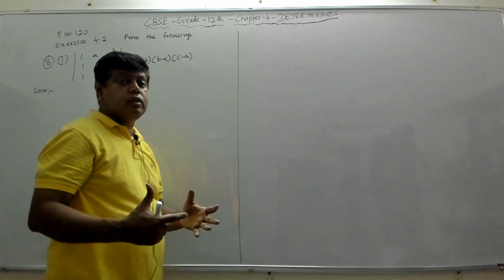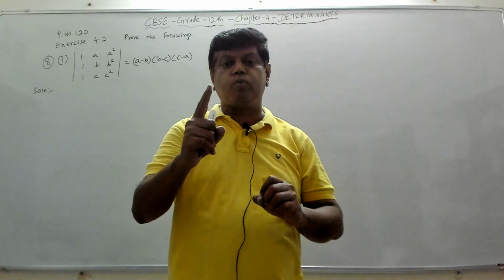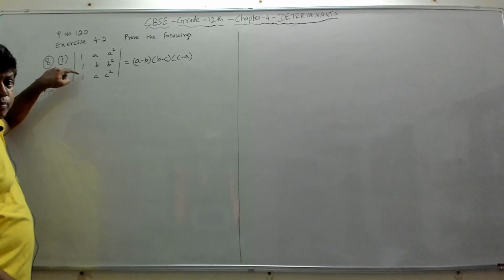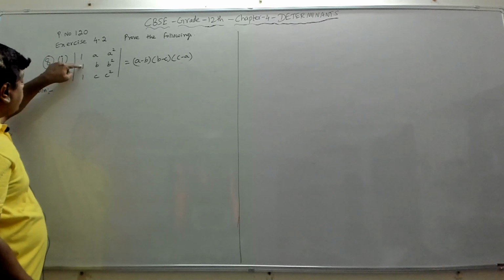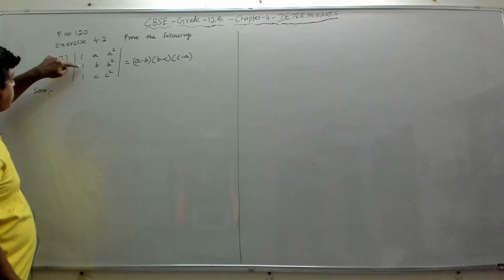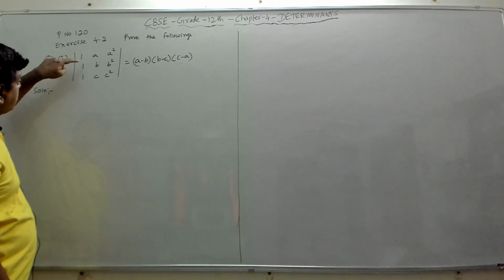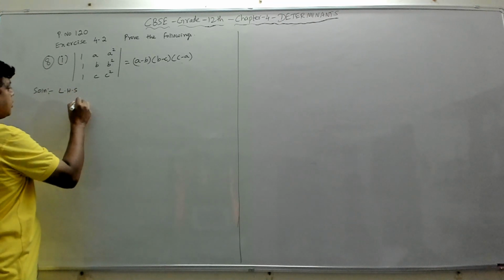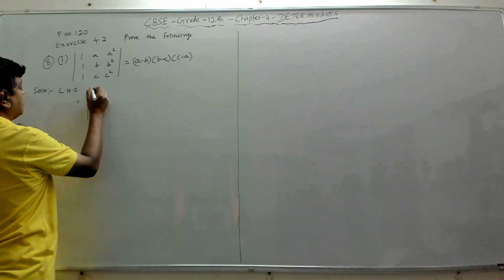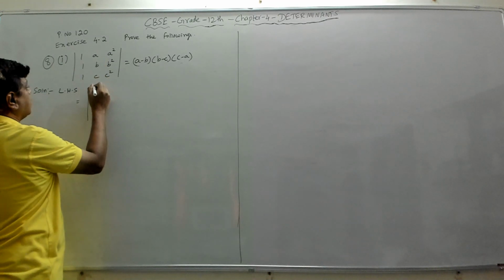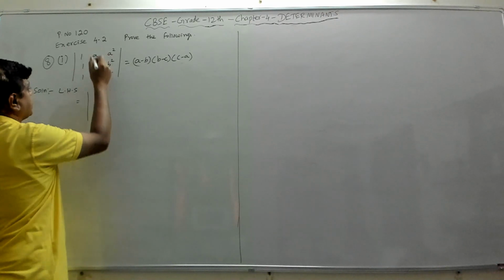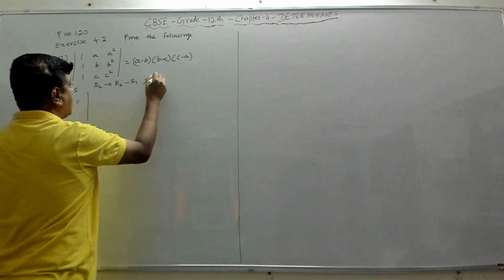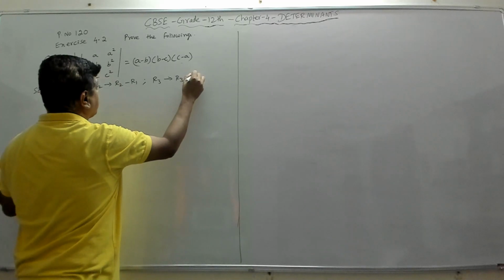If you already see a particular row or column having all the elements as 1 1 1, then it is very easy to make these two numbers 0 by using R2 minus R1. This minus this will make this 0, and again this minus this will make this 0. So for the LHS, we'll apply the row operation R2 goes to R2 minus R1, and R3 goes to R3 minus R1.